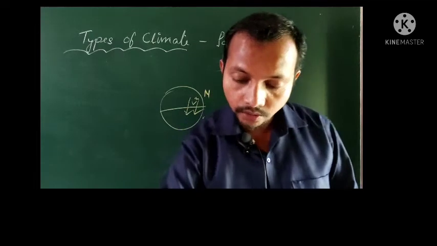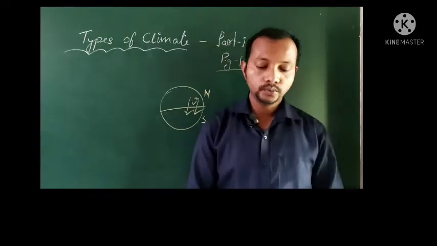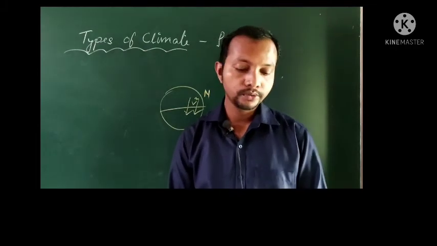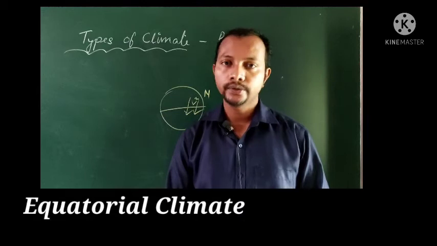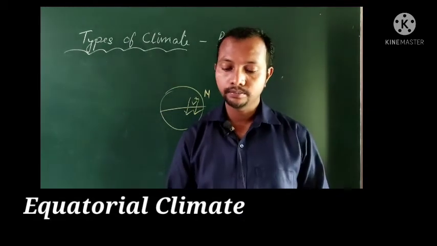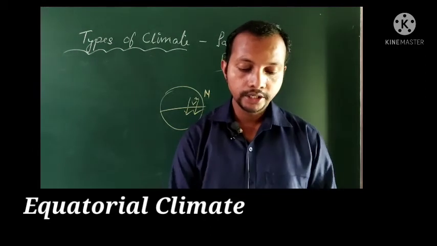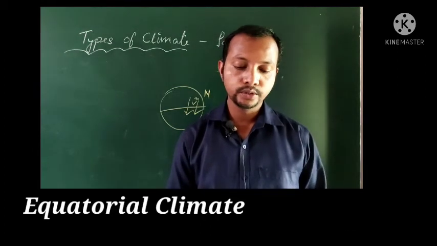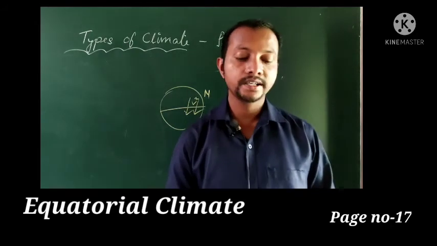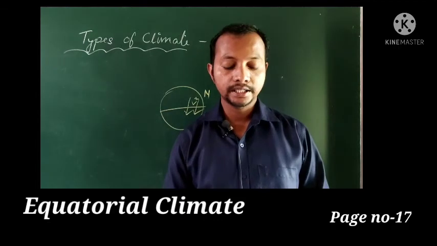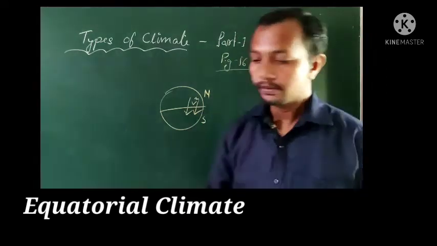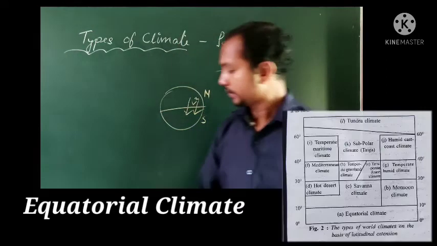Now to start with the first one, of course there are many mentioned, but we shall be starting with the equatorial climate. Dear friends, equatorial climate. The book says that the equatorial climate is taken between 10 degrees to the north and 10 degrees to the south of the equator. Dear friends, there is a chart also in your book.